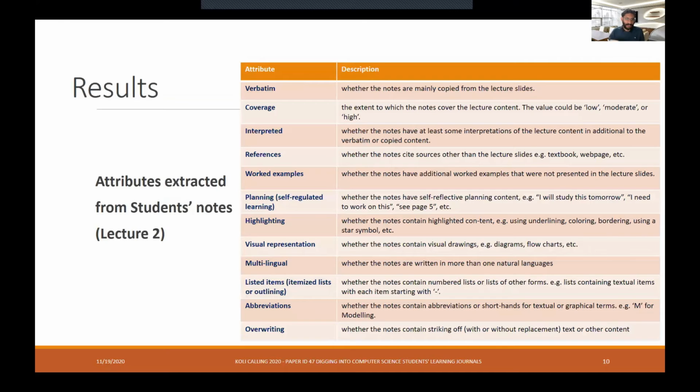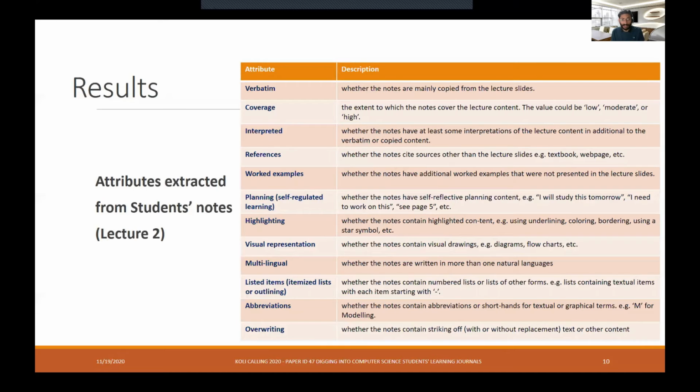which will include different kinds of diagrams and also little visual representation symbols like arrows or different shapes drawn to represent a few things. Mostly the visual representations were used to represent connections between different parts of the notes. Whether they used multiple languages in their notes or not. And one common language found was Chinese or Mandarin.